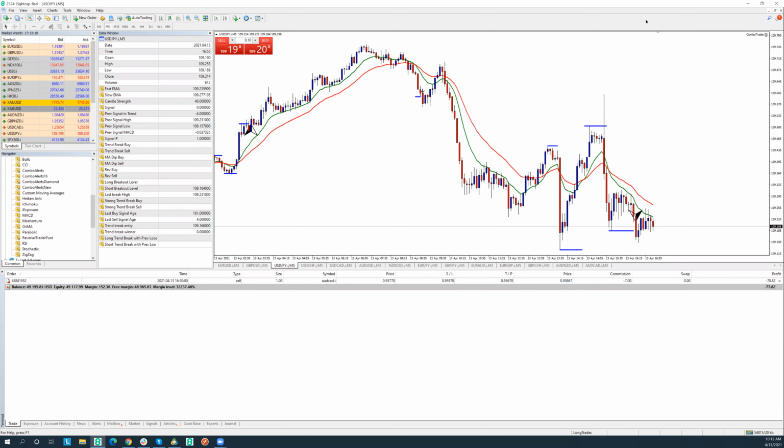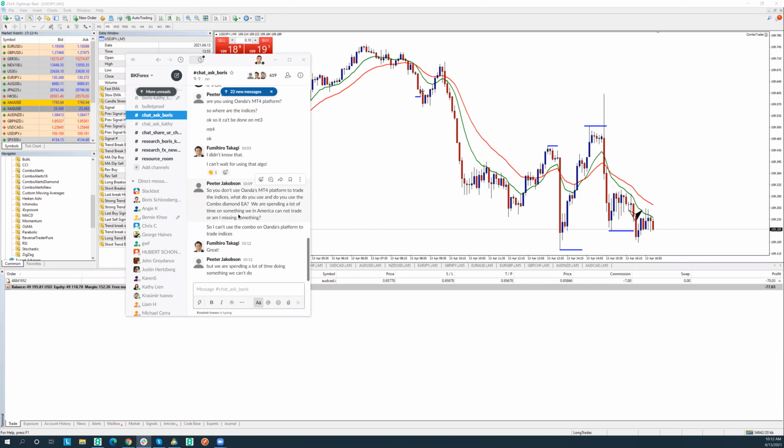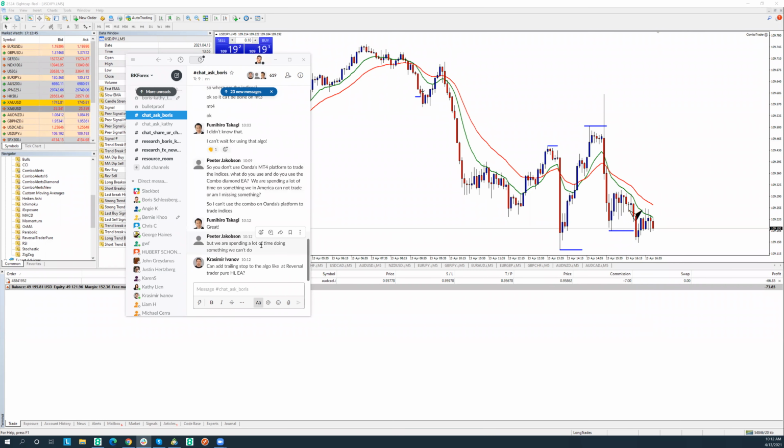Peter, as an American, again, you can use combo to trade FX. I think for any American who's confused, we have this conversation all the time. If you want to trade combo, there are two things you can do. You can trade combo on FX, which is an MT4 product, and no, I'm not spending a lot of time doing something we can't do.